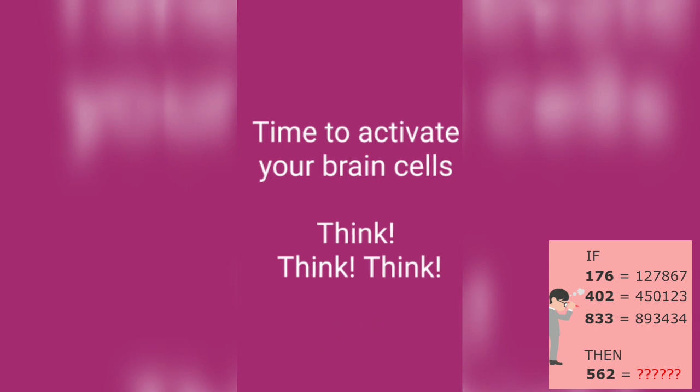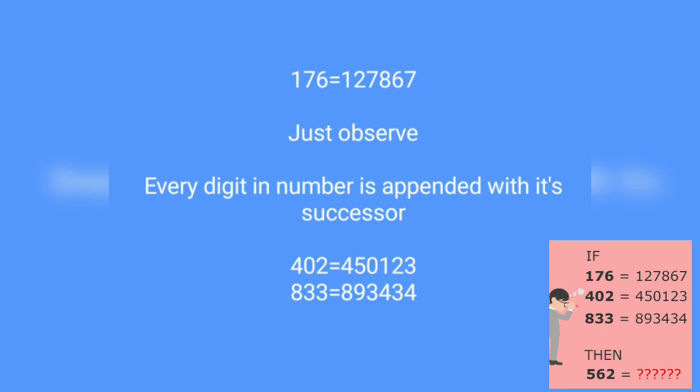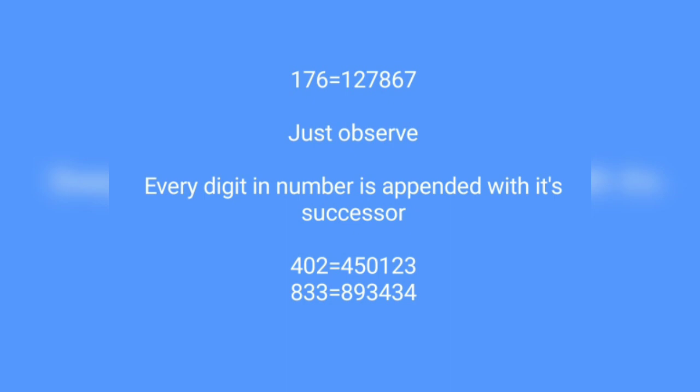Now, it's time to find out what's the number to be appended to digits. Yes, we can code the number 562 as 566623. Just observe, my dear friends. Each digit in the number is appended with its successor.